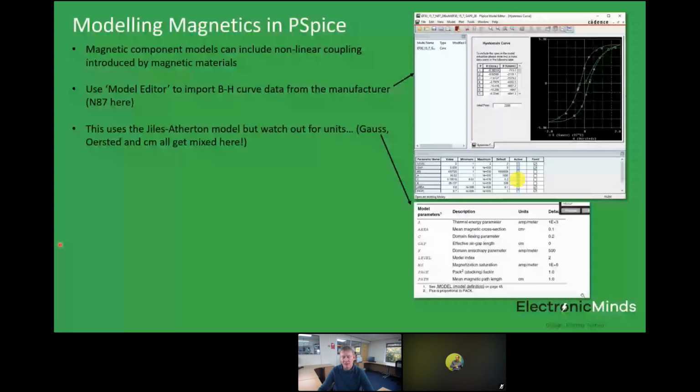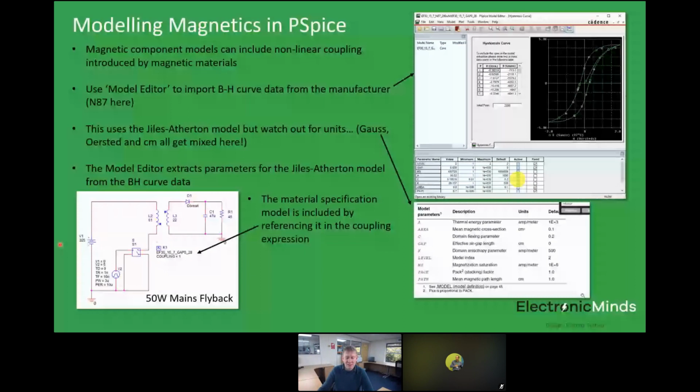So again, what we do here is we specify this as a material type, and you can actually specify the gap as well. In fact, you have to specify the gap with the flyback. And you include that in your magnetic model here by just referencing it in a coupling expression between those two windings. So we're coupling winding L2 to L3, and we're going to use this material to do it. And the coupling we're actually saying here, we're going to make that 1, so we're assuming 0 leakage inductance. But it gives you an ability then for this system to actually do simulations based on the nonlinear BH curve.